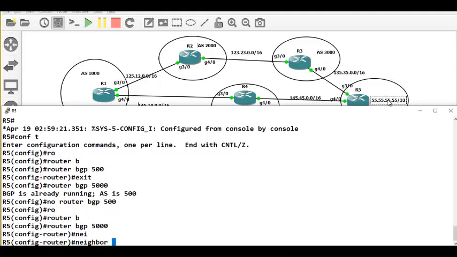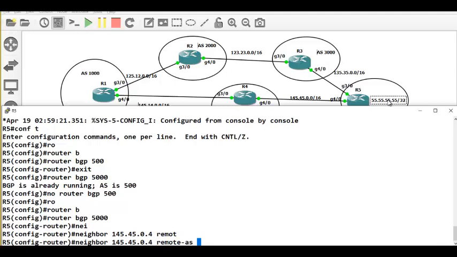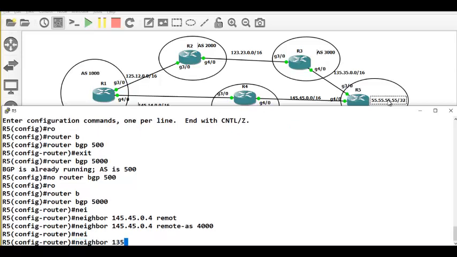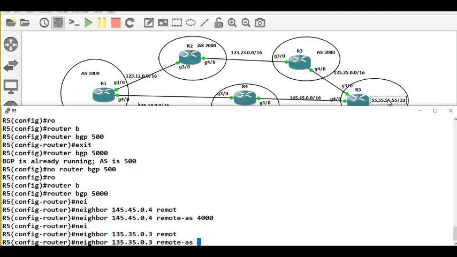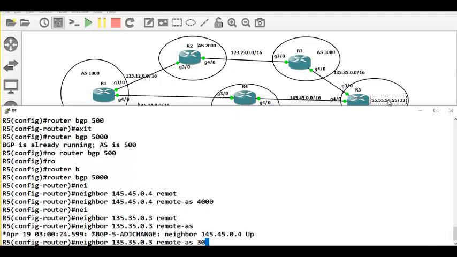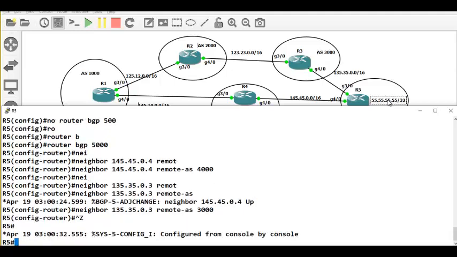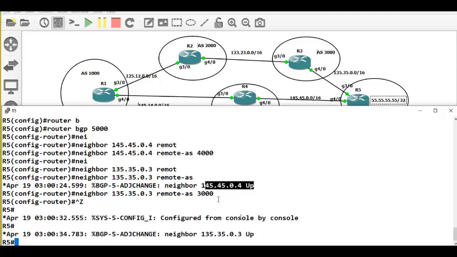And run router BGP 5000. Neighbor 145.45.0.4, remote AS will be 4000. Neighbor 135.35.0.3, remote AS is 3000. So we got the neighbors configured. Let's check whether it has come up. Yeah, with router 4 it has come up. I can see an acknowledgement. Now it has also come up with router 3.